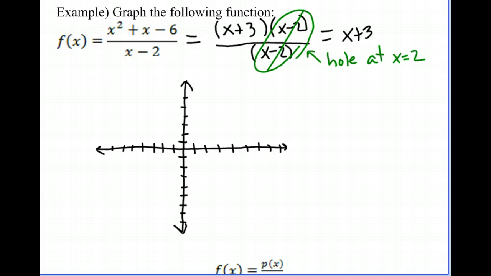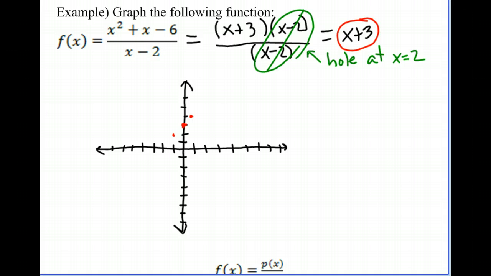Okay, so now that we've got a grid, what this is going to look like is we are going to have the function x plus 3 for the most part. We're going to draw that line x plus 3, but we're going to put a hole where x equals 2. So let's look at drawing that line. We have a y-intercept at 3, and we have a slope of 1. So put in a couple points here to help us get a line.